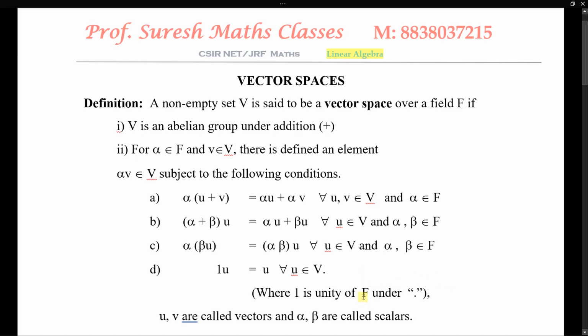For example, R is a vector, R is a field under addition and multiplication, then the number 1 is the unity of R, like that. So these are the conditions for a vector space.